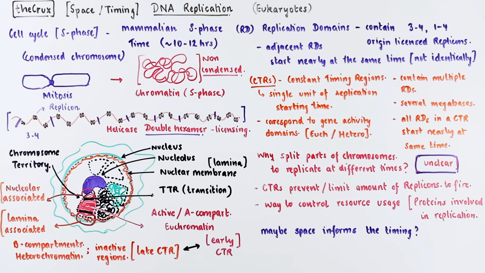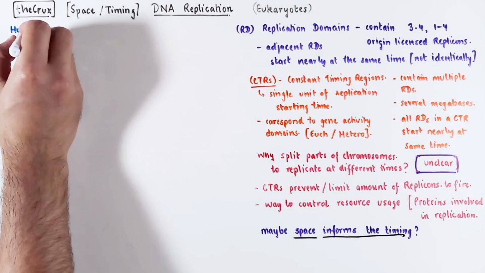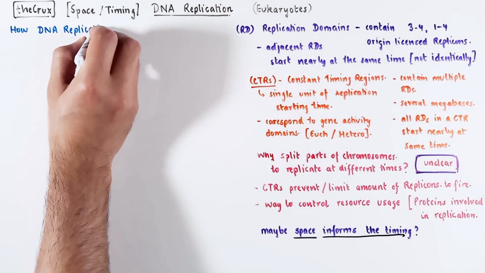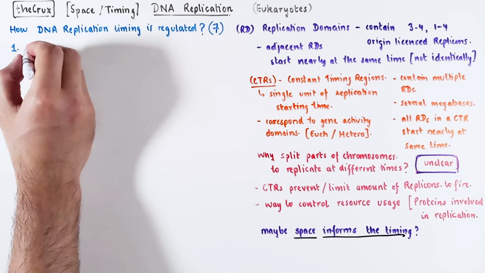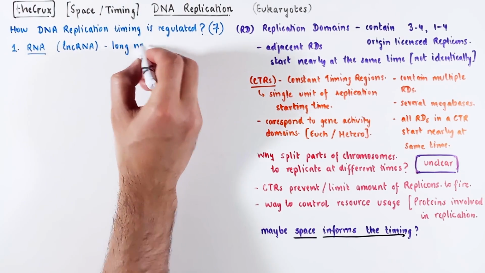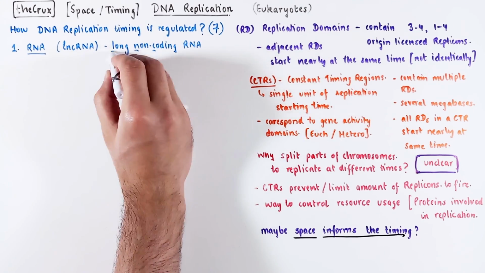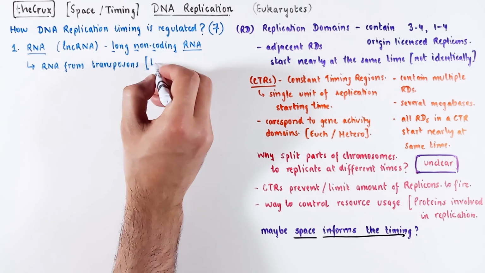This is a simplified view of how space impacts the timing of DNA replication initiation. There's a list of potential factors that regulate DNA replication timing. We will discuss 7 of them. First, RNA. Specifically, lincRNAs, also called long non-coding RNAs. Sometimes even RNA from transposons can regulate DNA replication timing.